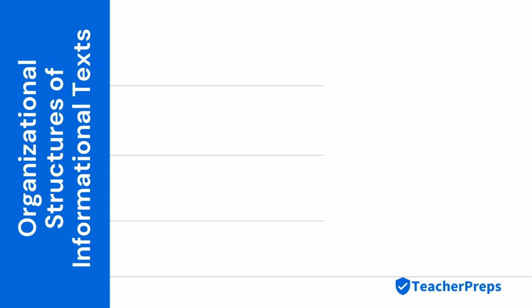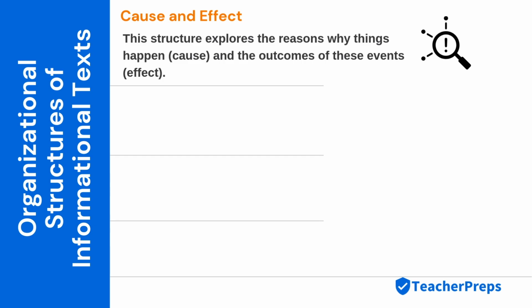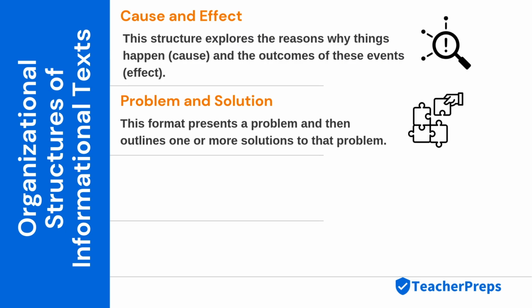Your exam will check your understanding of the following text structures, so let's make sure you know all of these. Get them totally down. First and foremost, cause and effect. This structure explores reasons why things happen, aka cause, and the outcomes of these events, also known as effect. It is commonly used in texts that aim to explain the origins of a phenomenon or the results of certain actions. Then let's talk about problem and solution. This format presents a problem and then outlines one or more solutions to that problem. It's often used in persuasive texts.